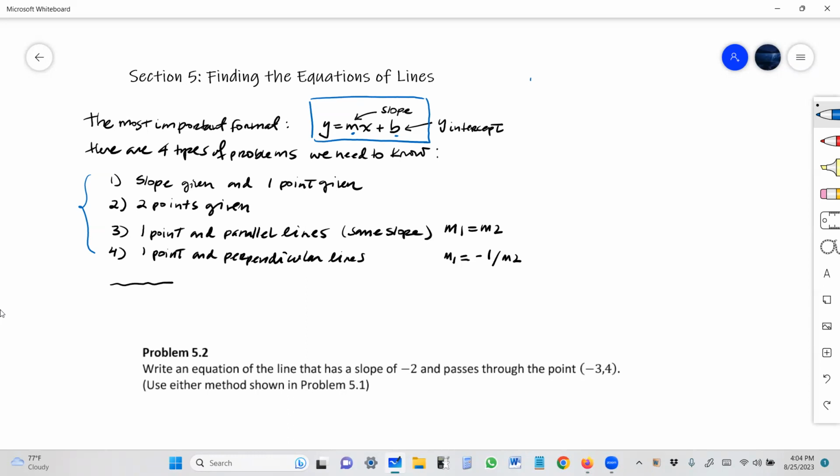Now, we also need to know something from the previous section, that slope, in order to find slope, when we have 2 points, is given by this equation right here. Okay, so I'm going to leave it right here because we're going to need it.